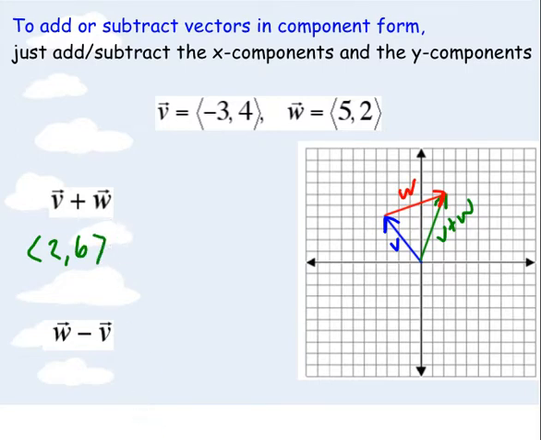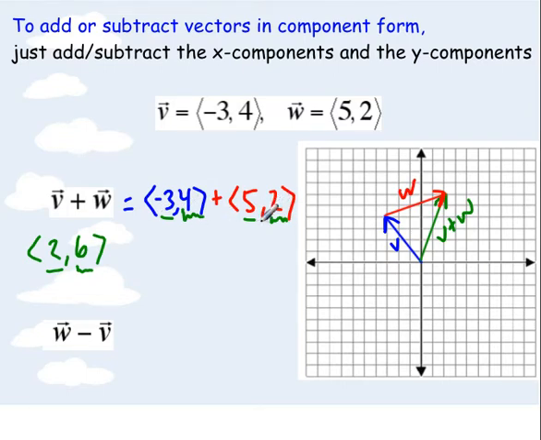Let's just check that algebraically though, so you can see you don't have to always graph. You can just do this algebraically. So we've got <-3, 4>, and we're going to add <5, 2>. So really all I need to do is just add the two x components. So -3 plus 5, that's where the 2 comes from, and then add the y components. 4 plus 2, we get 6. So bottom line is, it's good to know visually what's happening. But if you want to add them up like this, if that's easier, which I think it is, go for it.